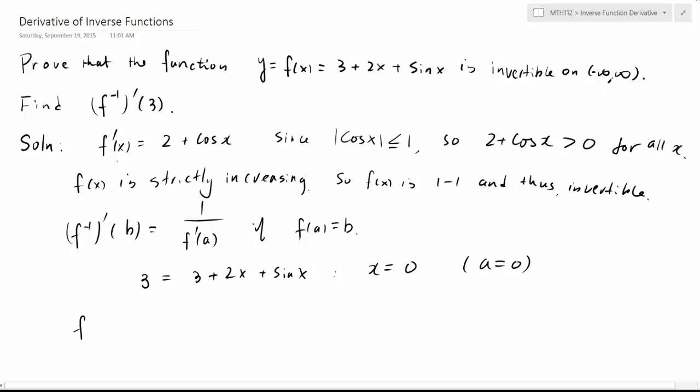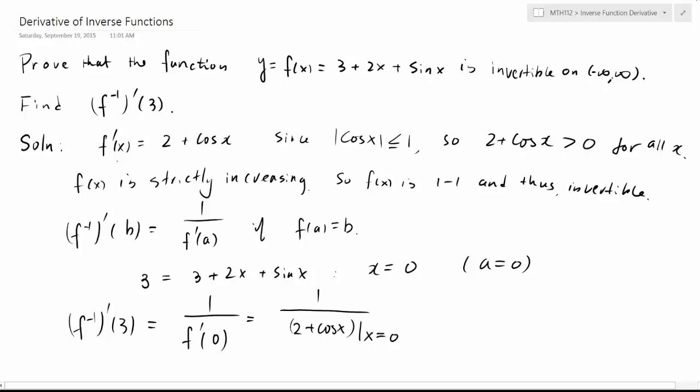So now we have the inverse function's derivative at point 3 is equal to 1 over the derivative of f evaluated at point 0. We already calculated the derivative of the original function. Derivative is 2 plus cosine x. And then we need to let x be 0. That will give us 1/3, and that's the derivative of the inverse function at point 3.